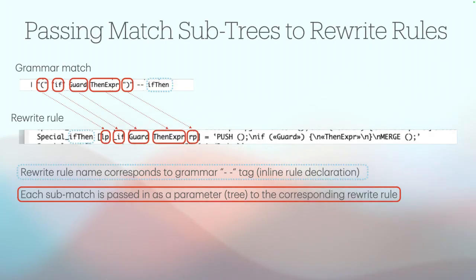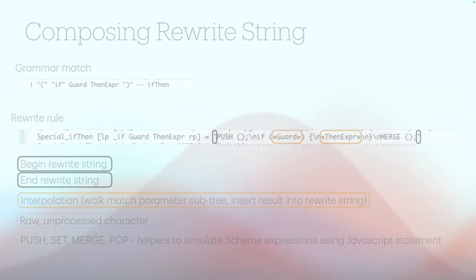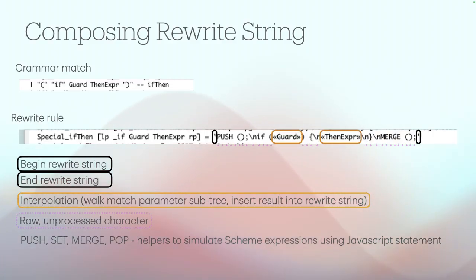Here, I show the correspondence between the subpatterns and the parameters to the rewrite rule. The parameters are little parse trees. The RWR DSL walks the trees and pulls out their final string values. Here, I show how the rewrite string is constructed. I use a pair of Unicode quotes to enclose the string. The composed string consists of raw characters, marked by purple dots, and string interpolations of the tree-walked submatches, circled in brown.